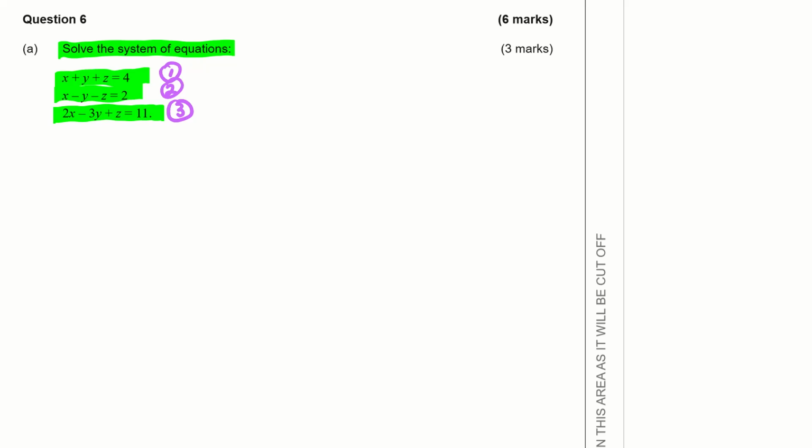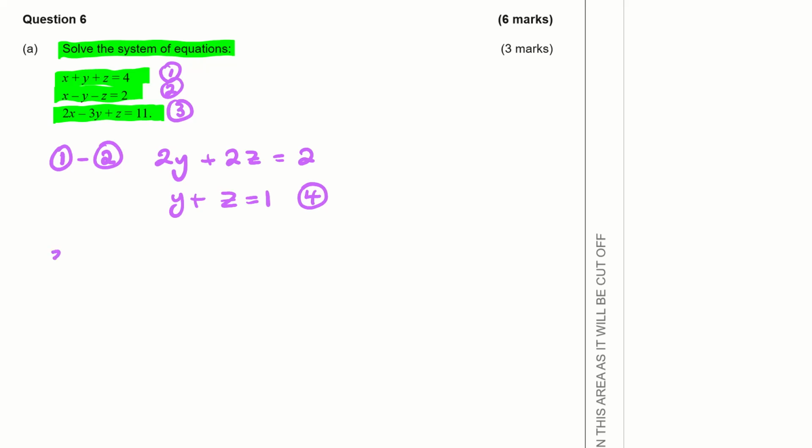Now, if I do equation 1 take away equation 2, that's going to eliminate the x's, and I'll get 2y's plus 2z's is equal to 2, which we could just write as y plus z equals 1. Let's call that one equation 4.